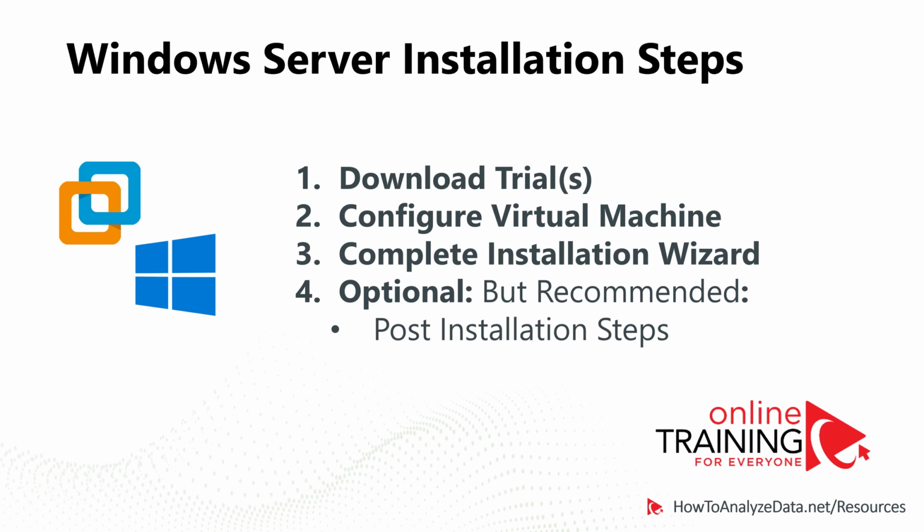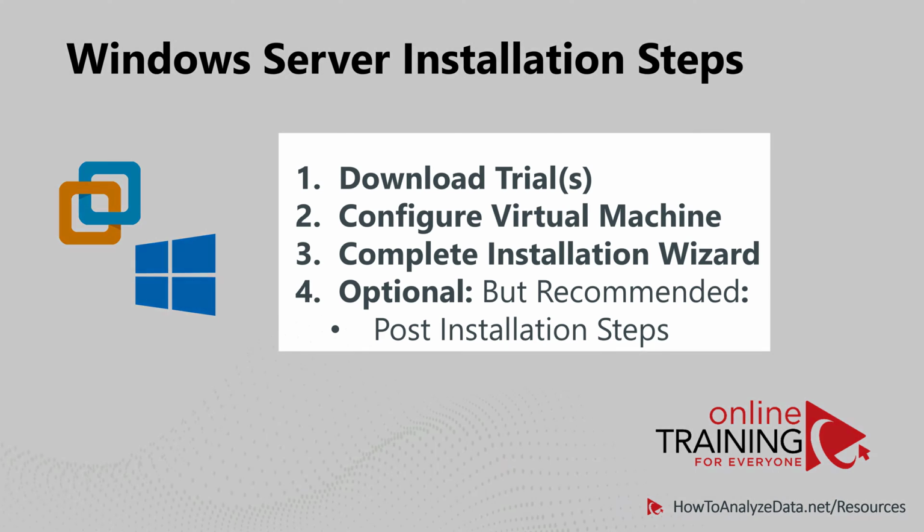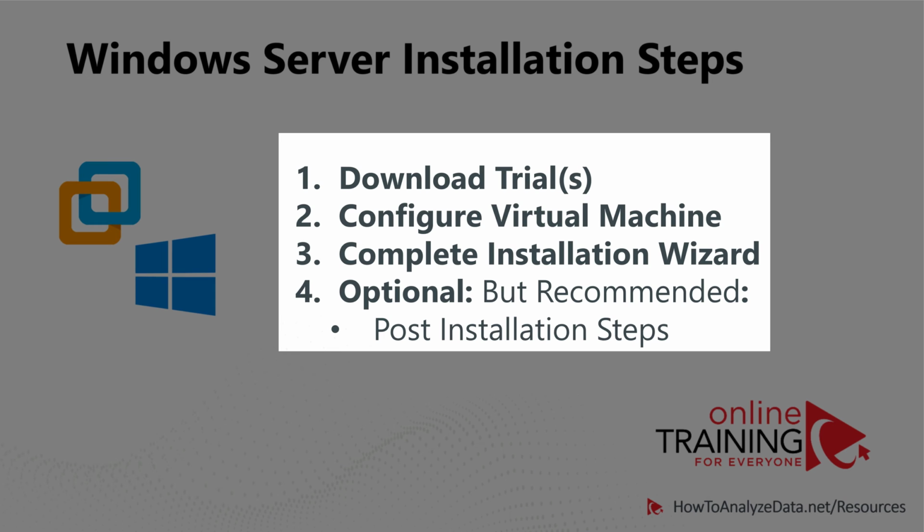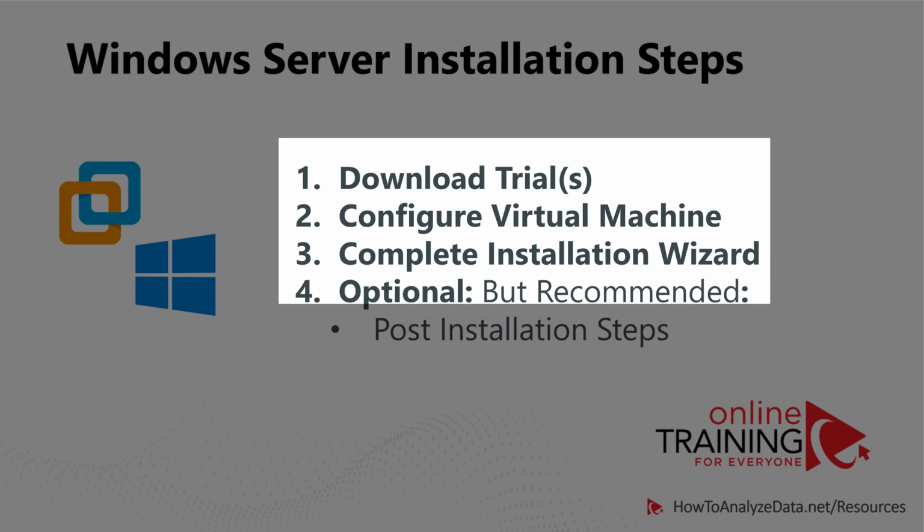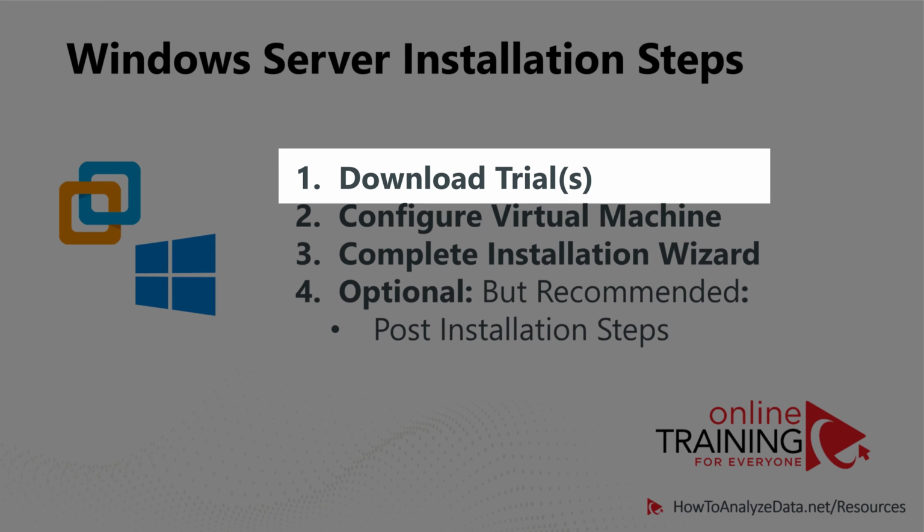You can complete Windows Server installation in 4 steps. First step is optional, but definitely recommended. You start installation by downloading trials. If you do not have virtualization environment trial, you can try VMware Workstation Pro or use other software that's available to you. You can also download Microsoft Windows Server Trial. For the purposes of this demo, I downloaded ISO file.